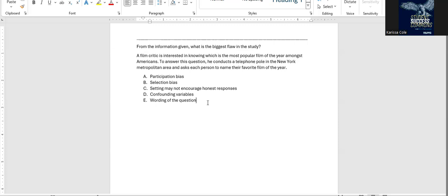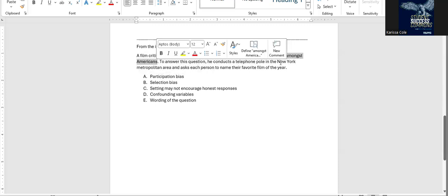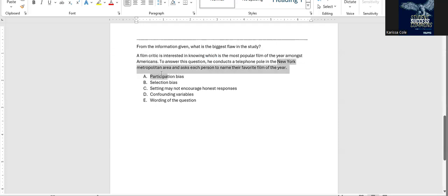So just to recap, a film critic is interested in knowing which is the most popular film of the year amongst Americans. To answer this question, he conducts a telephone poll in the New York metropolitan area and asks each person to name their favorite film of the year. Here's what I notice. He is interested in the most popular film of the year amongst Americans. Just Americans. But he only asks people in the New York metropolitan area.